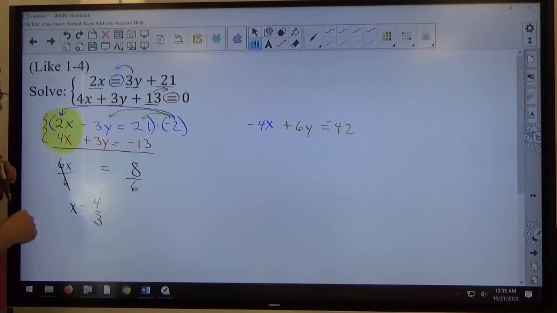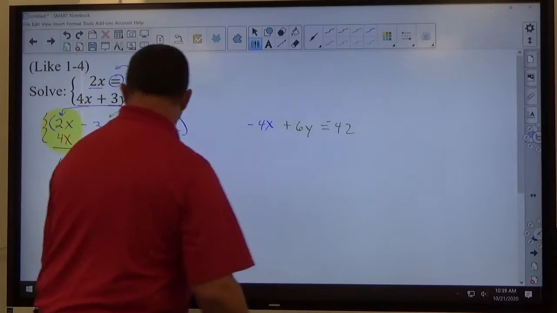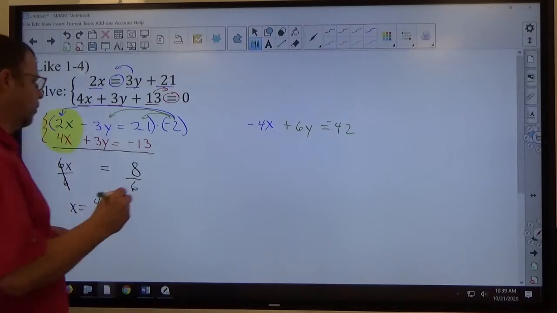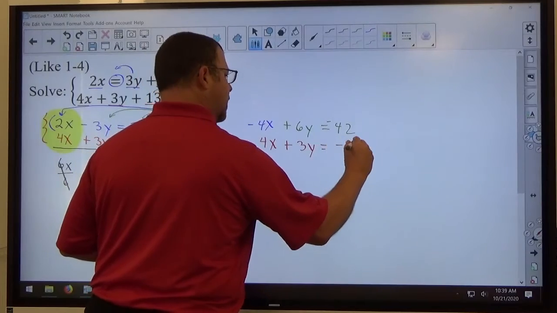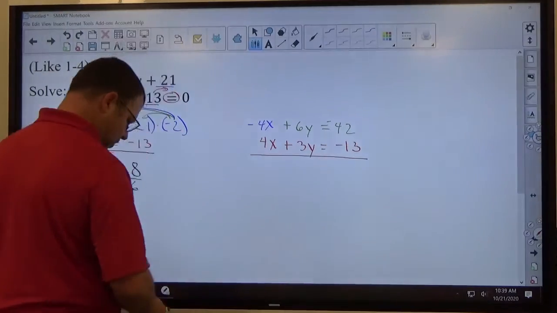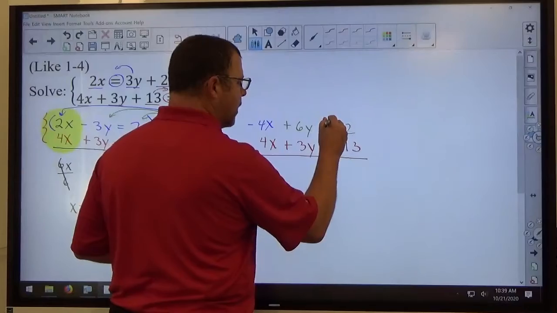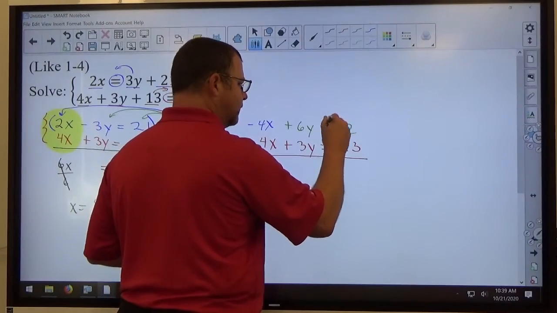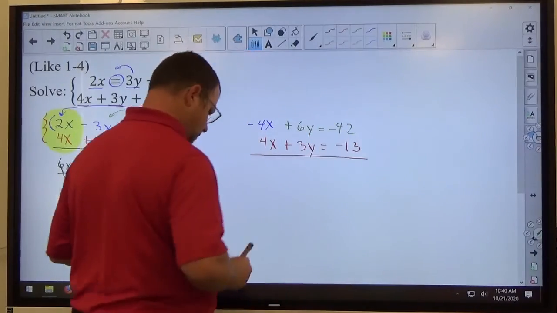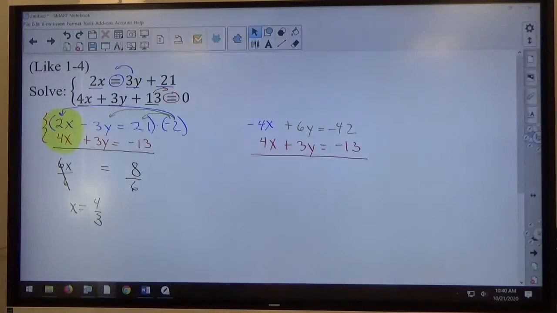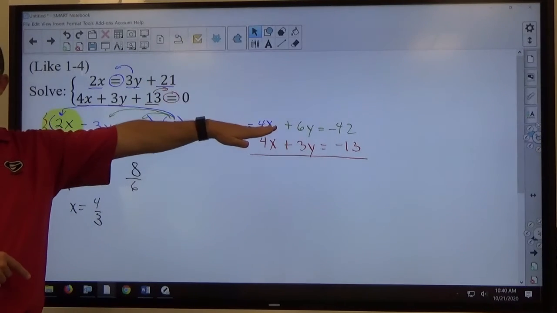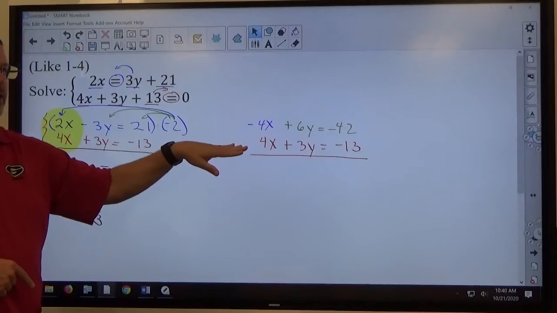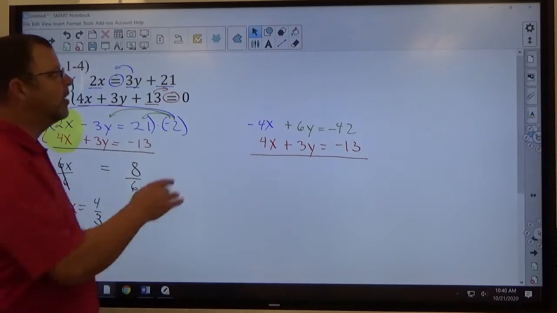This has an x, this has a y. The bottom equation already is positive 4x, so positive 4x plus 3y equals negative 13. I'm not making any modifications to the bottom equation. I'm not liking my negative on the 42 there. It's too close to my equal sign. All right, so negative 4x plus 6y equals negative 42. The top equation modified. 4x plus 3y equals negative 13. The bottom equation exactly as is.